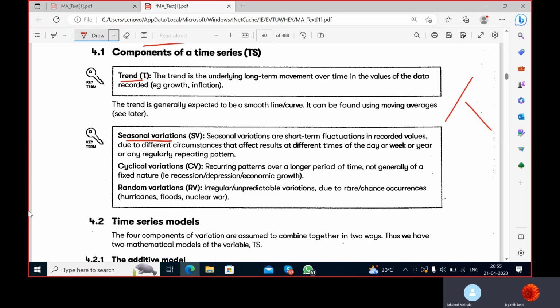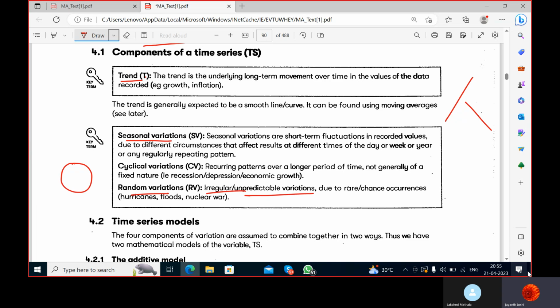So, seasonal variations. Then cyclical variations: a cycle is where you start from a point and you end up at a point, and you see what variations occur in that. And then random variations. Random is, we don't know when it can happen. Unpredictable variations, we say.